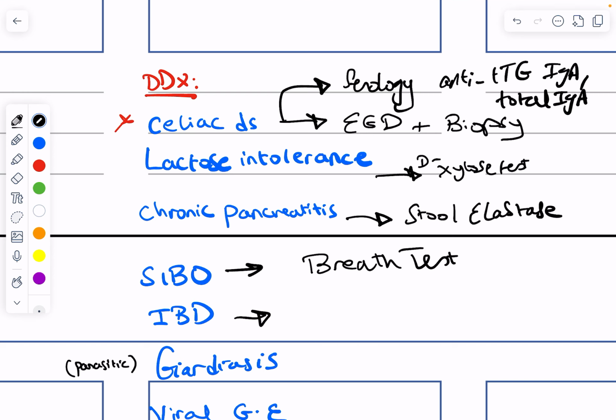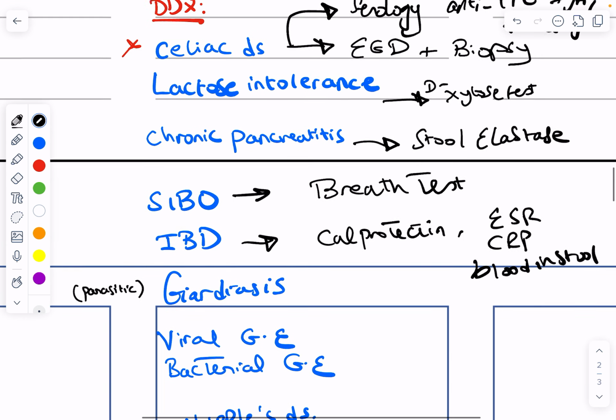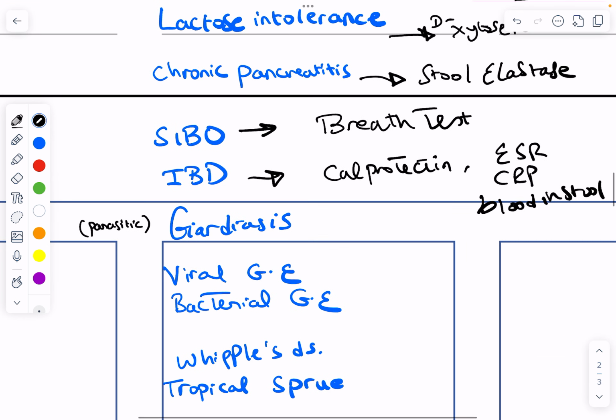For IBD, you might want to do stool calprotectin, and inflammatory markers like ESR, CRP, maybe blood in stool, right? Which she denied, but we're still gonna make sure. For giardiasis, which is a parasite, you might want to do stool, ova, and parasites, right?